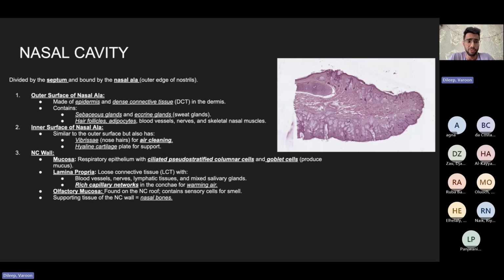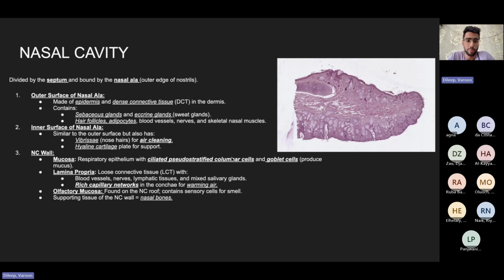When we talk about the inner surface, it is similar to the outer surface, but it also has vibrissae, also called nose hairs, which are for air cleaning, and it has hyaline cartilage for support. When we talk about the wall, the mucosa is made up of the respiratory epithelium, which is just the ciliated pseudostratified columnar epithelium. From now on we'll just call it respiratory epithelium, but you need to know it's ciliated pseudostratified columnar epithelium.